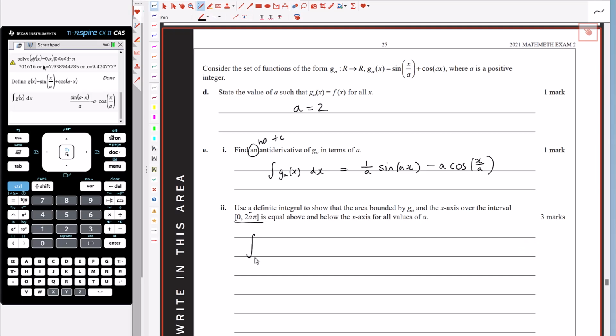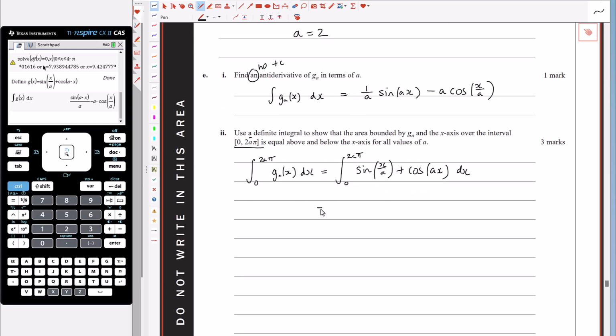So we're going to need to integrate g_a(x) with respect to x from 0 to 2aπ. So that means the integral from 0 to 2aπ of sin(x/a) plus cos(ax) dx. We've just worked out an antiderivative, so that means (1/a) sin(ax) minus a cos(x/a) from 0 to 2aπ.